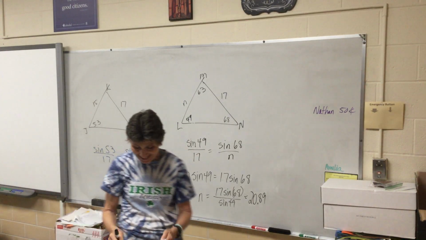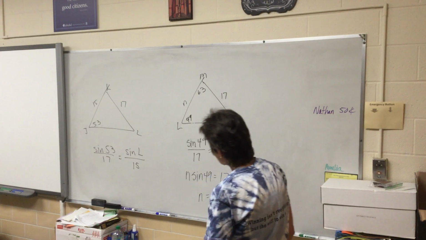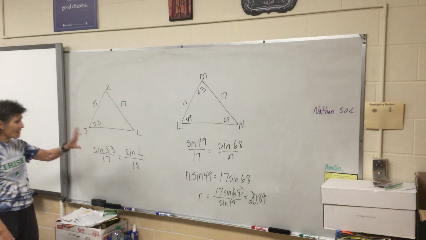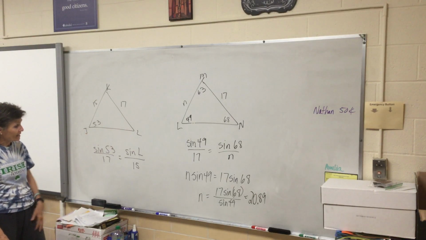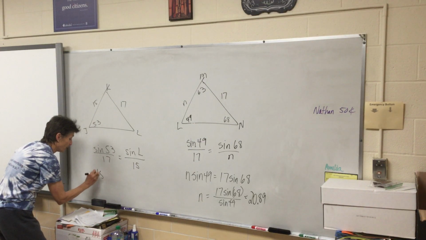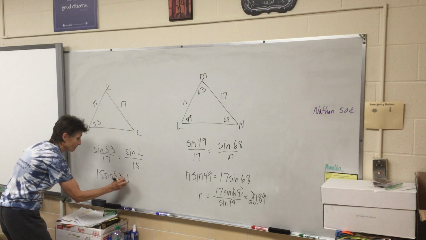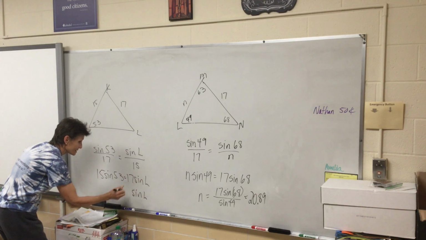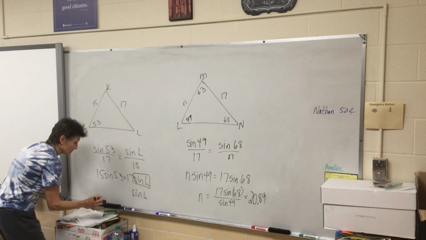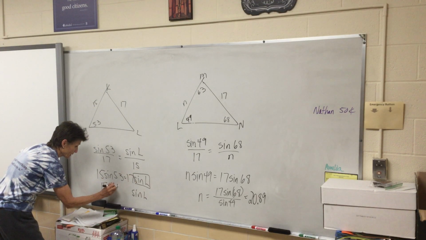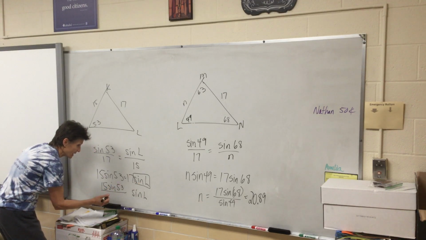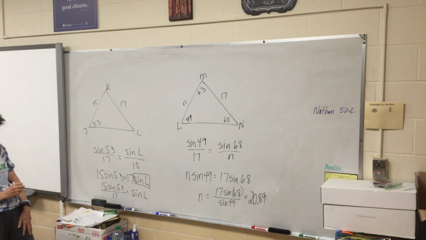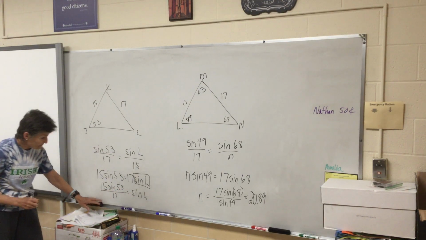Now, this problem doesn't necessarily say find L, but it says how many triangles are possible, and that depends on whether I have an angle L or not. So let's cross multiply. And remember, sine L is your variable. You cannot separate the sine and the L. We did this a little bit ago.